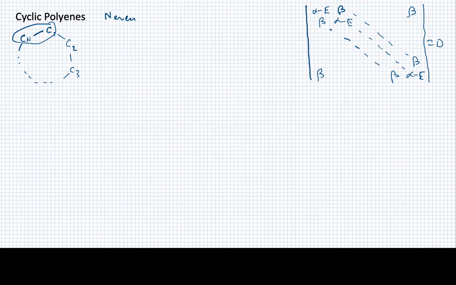Just as we could in the case of the linear polyenes, we can actually write down an exact solution for this, and it looks like this. The nth molecular orbital will have the energy alpha plus 2 beta cosine of 2n pi over capital N. So you can see it's actually a little bit simpler form when we have the cyclic polyene. So how does that lead to any sort of difference that we might sense in terms of the properties of these types of molecules?